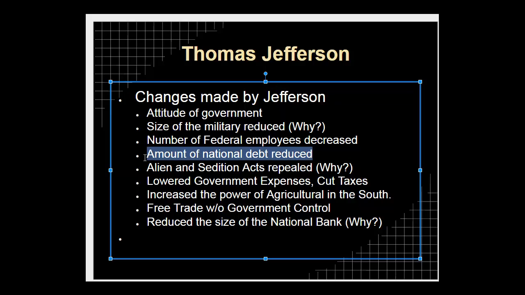He is worried about the national debt. So the Federalists leave Jefferson with a $120 million deficit. He's worried about this because that deficit is tied to banks in New England, and he does not want bankers in New England to have that much power.